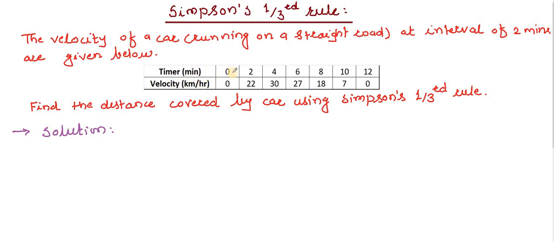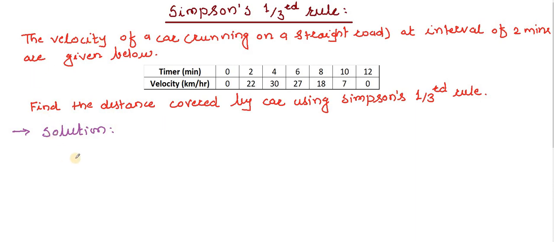So you can see here for 0 minutes velocity is 0. After 2 minutes it becomes 22 kilometer per hour. For 4 minutes, 30 kilometer per hour. 8 minutes, 18 kilometer per hour. 10 minutes, 7 kilometer per hour, and after 12 minutes it becomes 0 again. So this is the data given. Finally, find the distance covered by the car using Simpson's one-third rule. So here we want to find out the distance covered by the car.